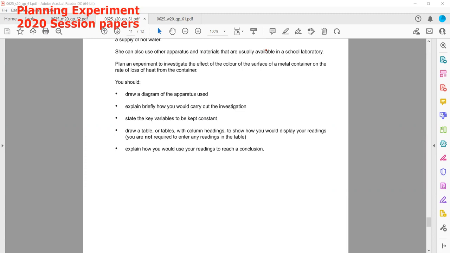And when you mention the two variables which must be kept constant, that will be the 4th and the 5th mark. And the table with the column heading will give you 1 mark. And then, how you reach a conclusion: the greatest temperature change, or the greatest drop in temperature, shows that it is the best radiator. Or you can plot a graph and check the slope. The one which has a steeper slope will have a greater rate of cooling.